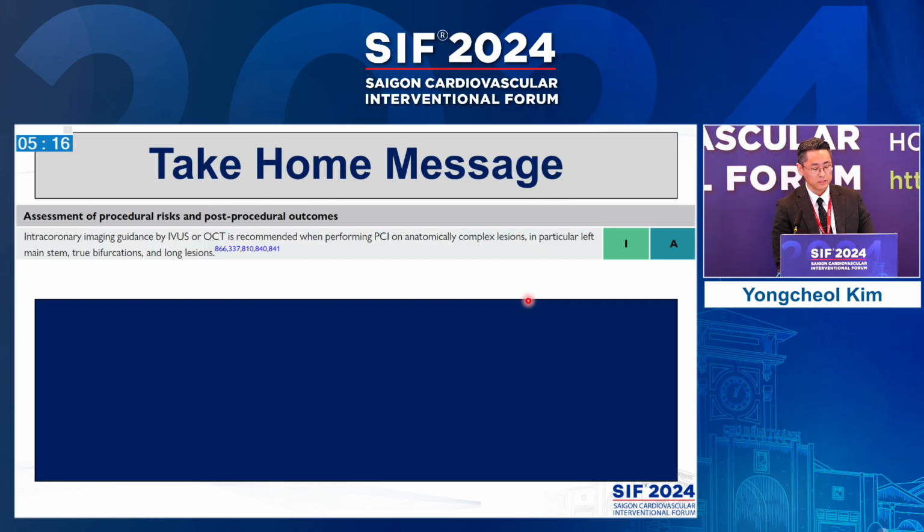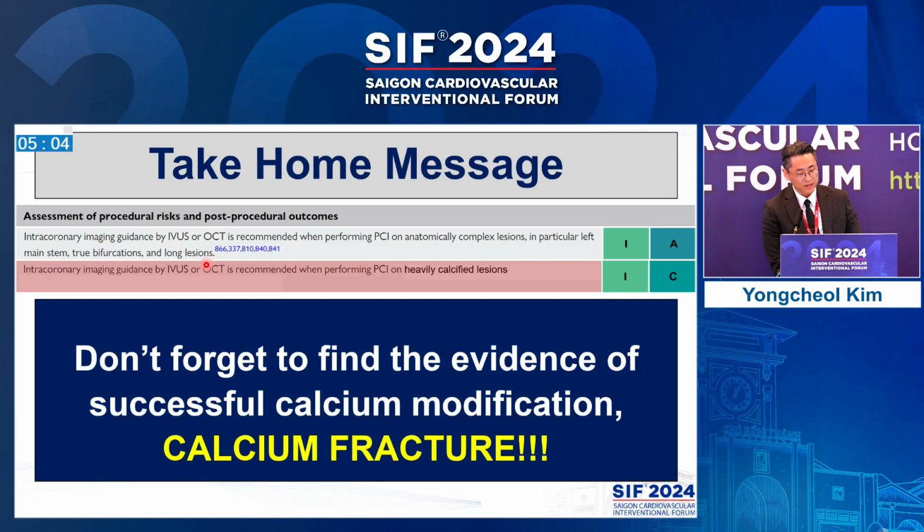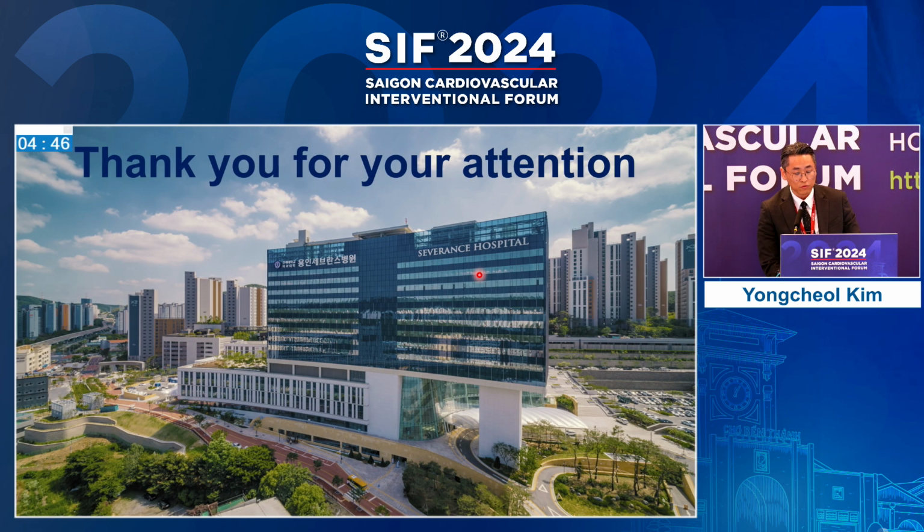So this year, the ESC guideline recommends image-guided PCI for complex lesions, including left main, true bifurcation and long lesions. And I believe that heavily calcified lesions should be included in the complex lesions. And don't forget to find the evidence of successful calcium modification, that is, the calcium fracture confirmed by IVUS or OCT. Thank you for your attention.